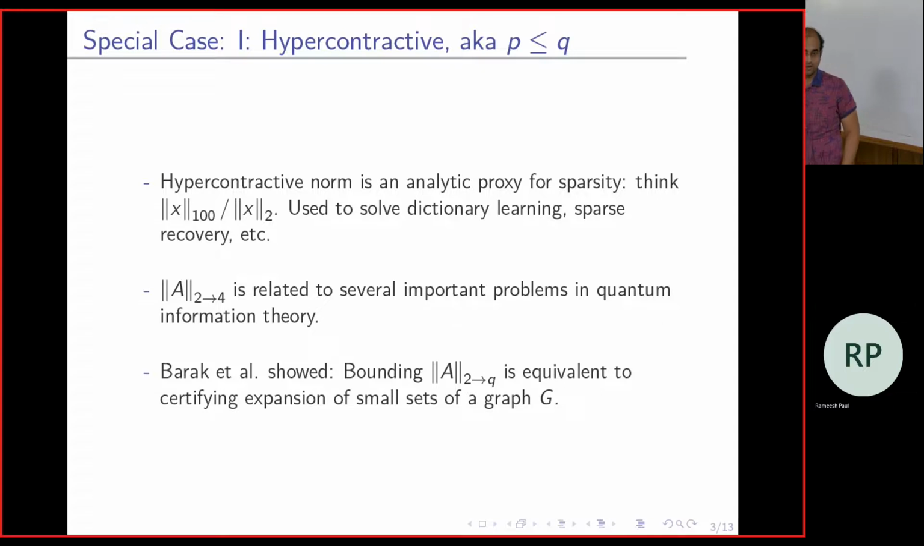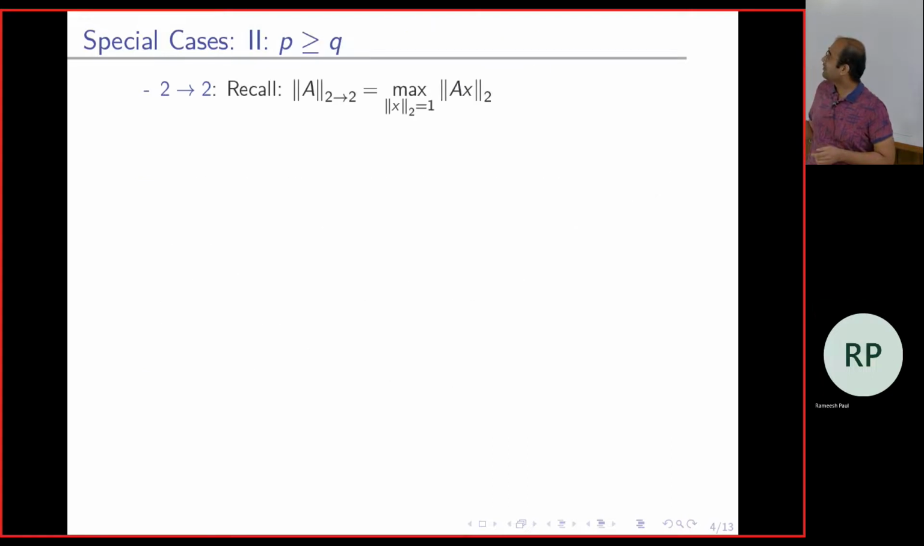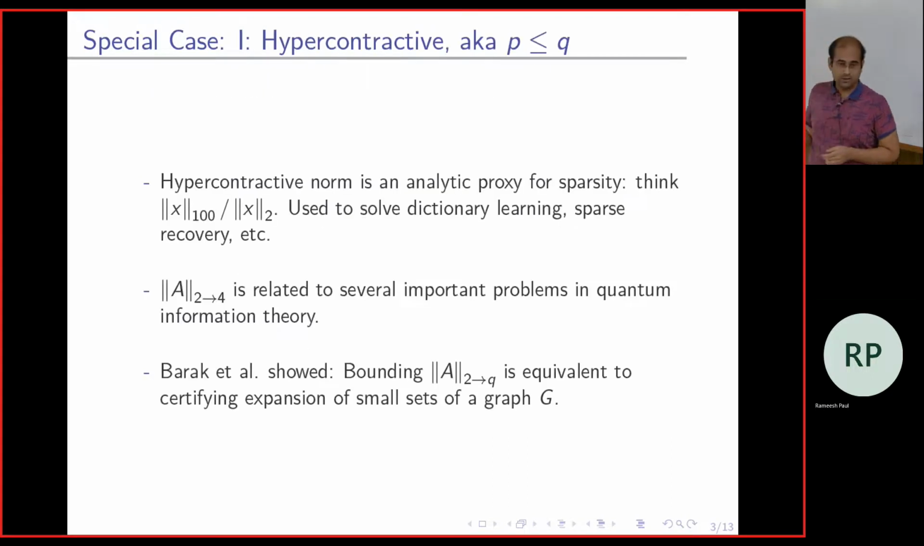Thinking of x to the 100 by x, like the 100 now by 2 now, how does it become? If you look at all possible, you're going from P to Q, where P is 2. So take the unit sphere. As you can say, this is the solution: you can always think of x as norm 1.